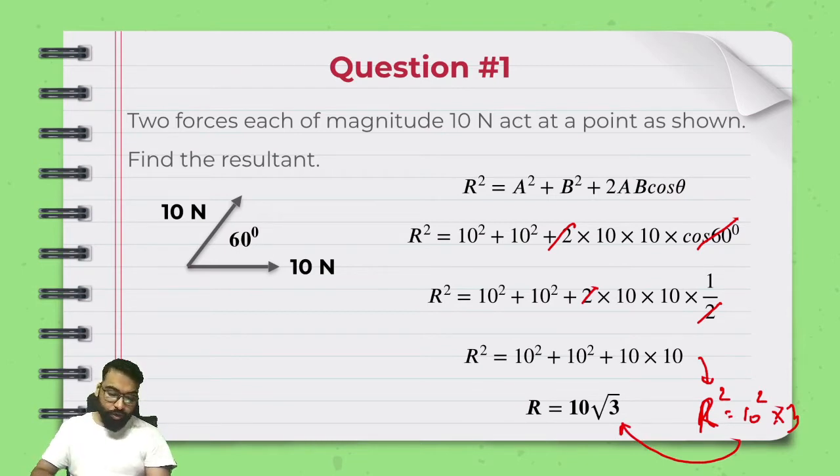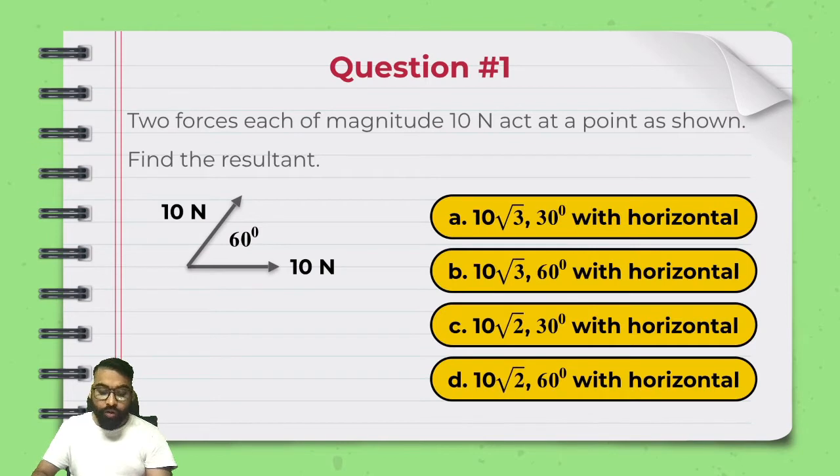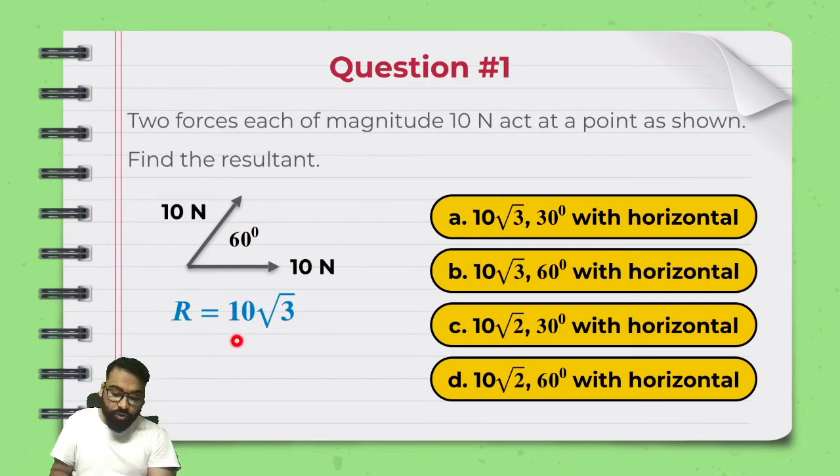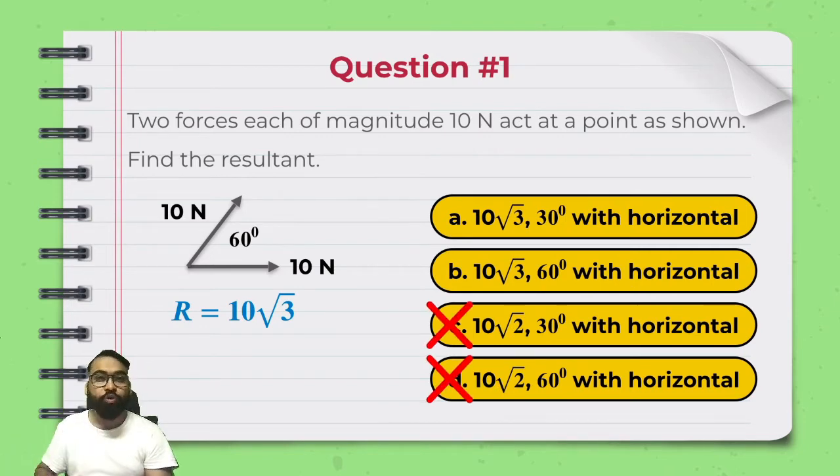So one thing I can do now, if I see these options, I can say for sure that the C and D options are going to be correct, because R is 10 root 3. So this is wrong and this is wrong. So let's just mark it. Okay, you two guys are wrong. Right? Half the work we have done. We have found out the magnitude. We still need to find the angle.